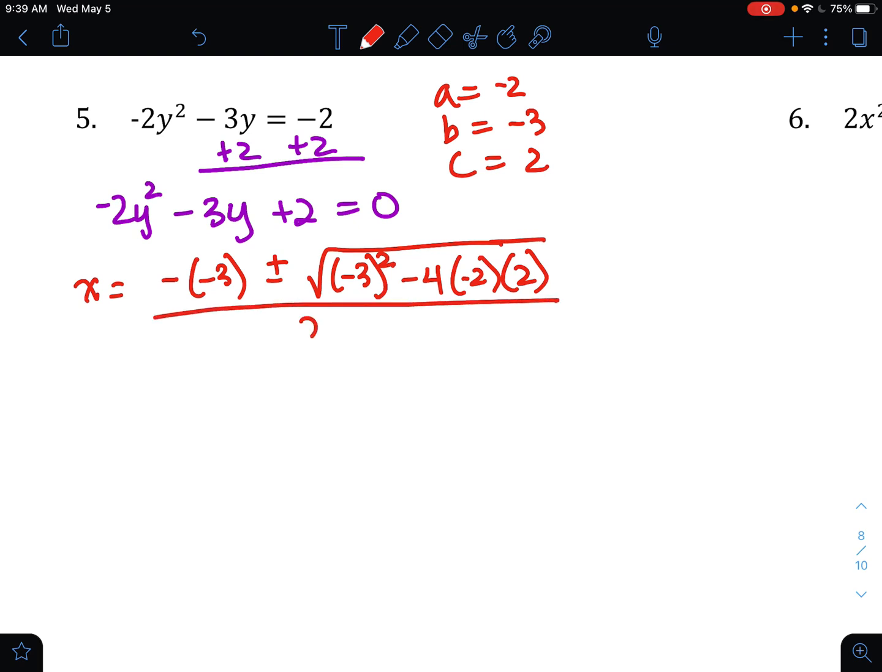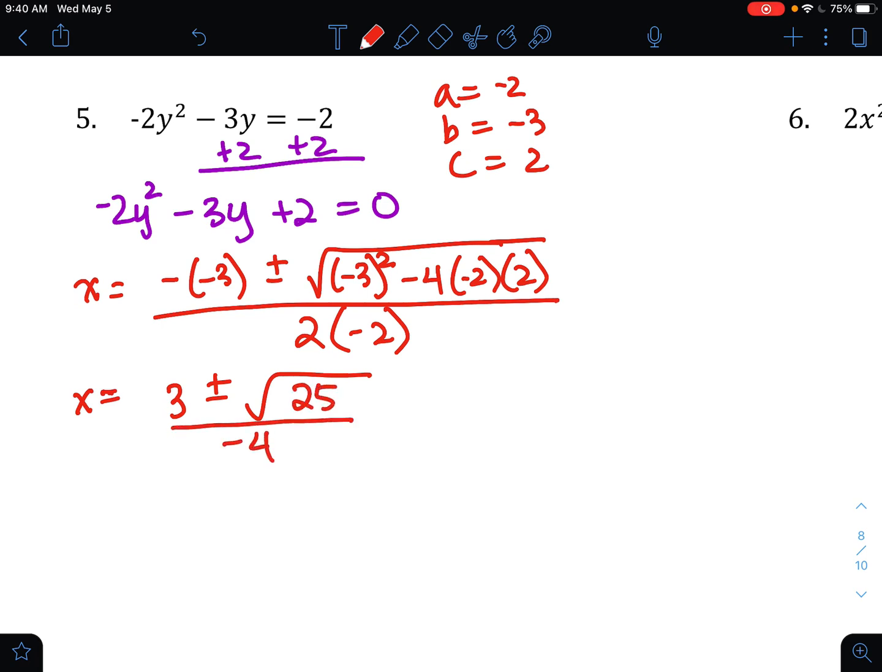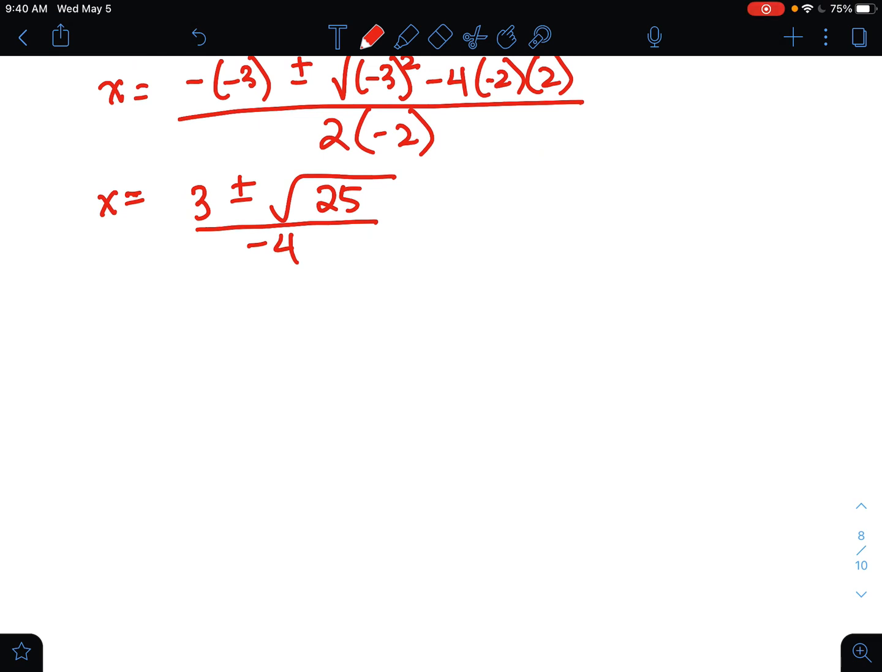Okay, so carefully plug your numbers in. Okay, so there's my negative b plus or minus the square root b squared minus 4ac all over 2a. All right, so that really gives me positive 3 plus or minus. Okay, under the radical, I have 25. So that's a negative 4. Square root of 25 is another perfect square. So I'm going to go ahead and rewrite it as 3 plus or minus 5. Square root of 25 is 5.